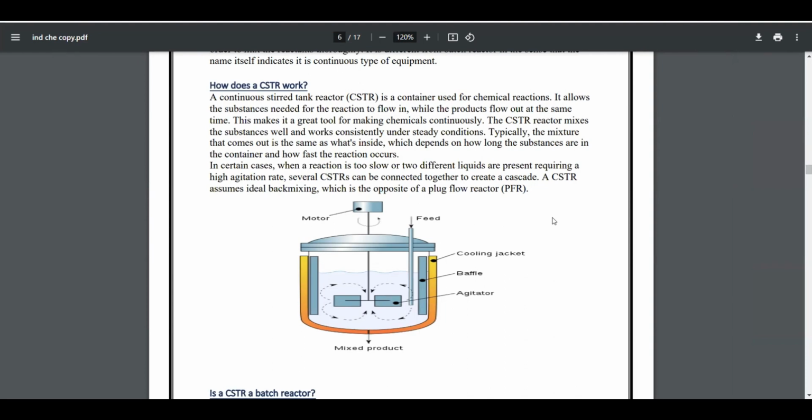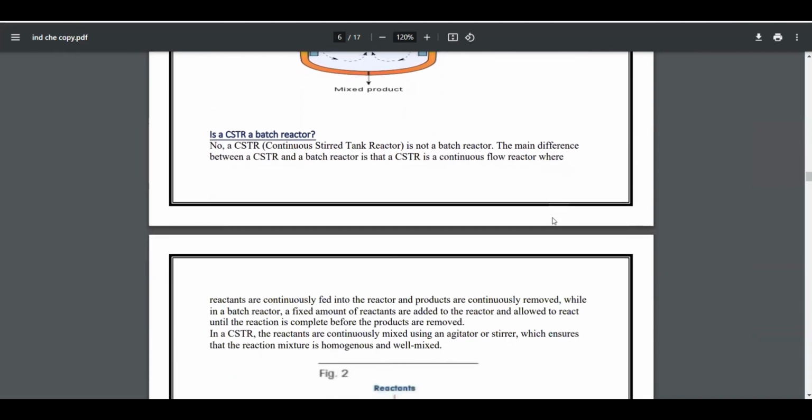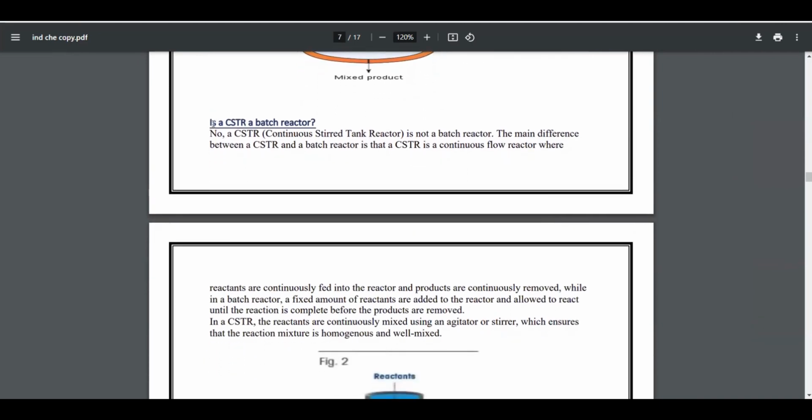Now, is a CSTR a batch reactor or not? No, a CSTR is not a batch reactor, as the name also shows. The main difference between the CSTR and a batch reactor is that a CSTR is a continuous flow reactor, where reactants are continuously fed into the reactor and product is continuously removed. But in the batch reactor, a fixed amount of reactants is added to the reactor, and then they are allowed to react until the reaction is complete before the products are removed.